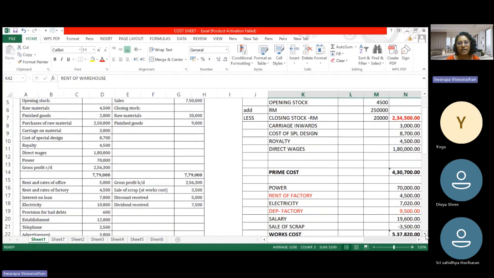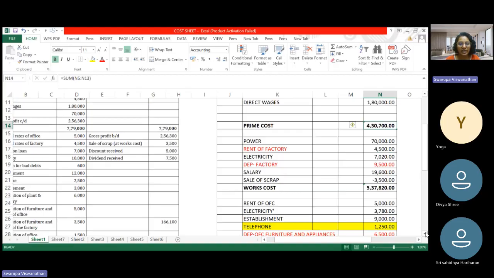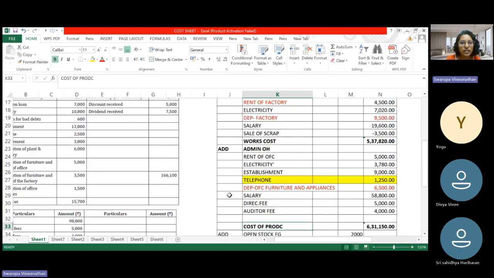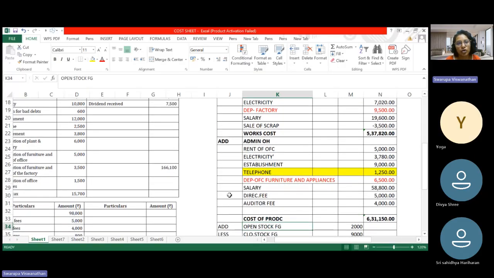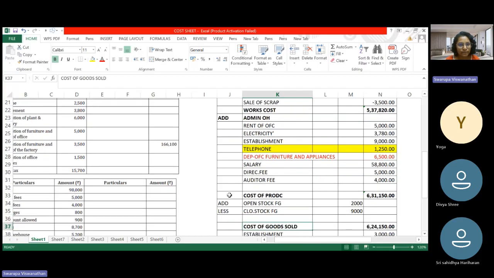Okay. So prime cost we have arrived. And once you factor in all these expenses in respective overhead heads, prime cost plus factory overheads will give us works cost. Works cost plus admin overheads will give us cost of production. Cost of production adjusted for finished goods will give us the cost of goods sold. So after cost of production, we need to add opening stock of finished goods less closing stock of finished goods. We will get cost of goods sold.